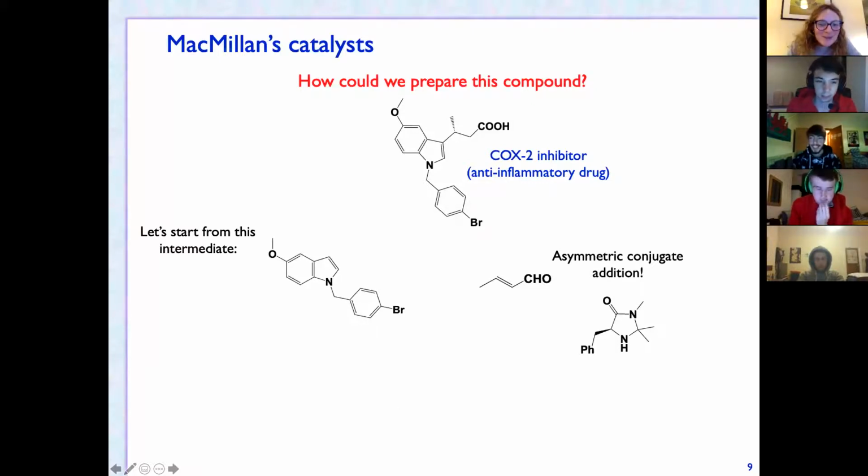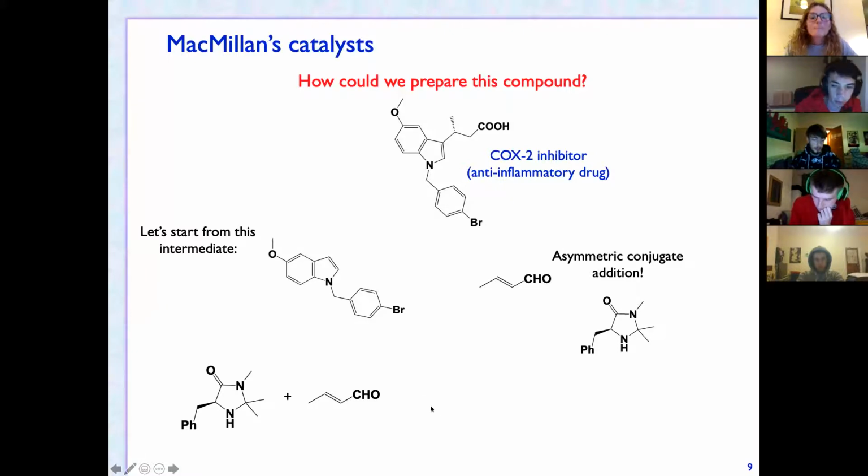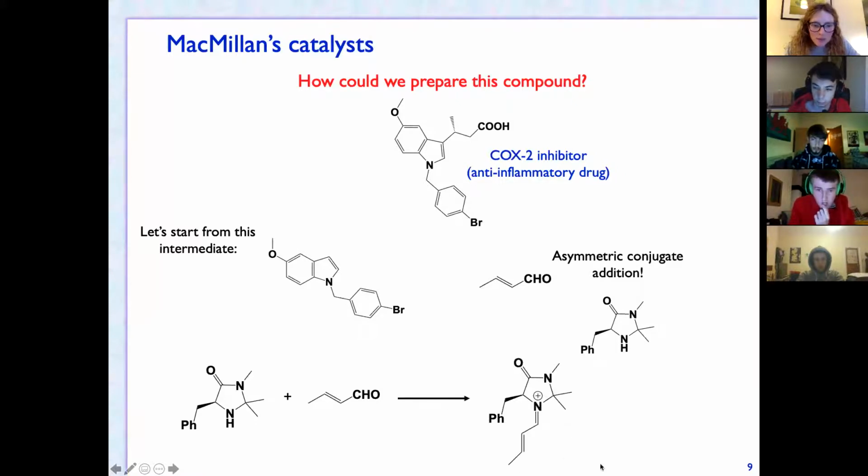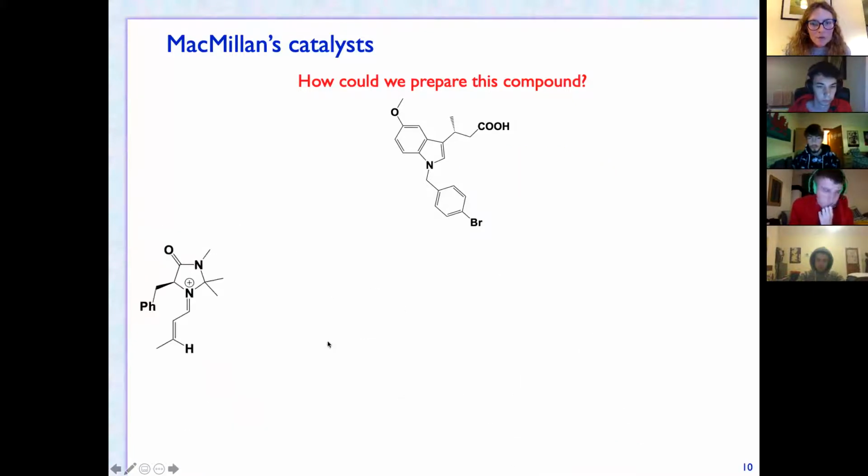So what happens in the reaction? Let's start from the catalyst. What does it do? It reacts with what? The aldehyde. With the aldehyde, what do we form? An iminium ion. An iminium ion, yes, which will be the trans one, thanks to the presence of these two methyl groups. Good. Now what happens?